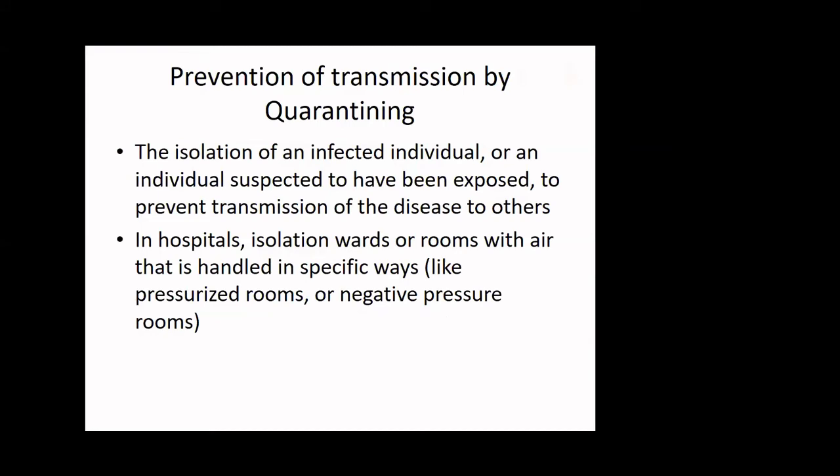Okay, and let's talk about prevention of transmission. Well, one of the first ways disease transmission was prevented, and still a common thing that's happening today, is quarantining, which we are now very familiar with. Quarantining is the process of isolating an infected individual or individuals suspected of being infected or exposed to prevent transmission of disease to others. Okay, so people infected with COVID-19, if they're not in the hospital, they're told to quarantine themselves at home, right? Isolate yourselves, stop the spread by not exposing yourself to other people, right?